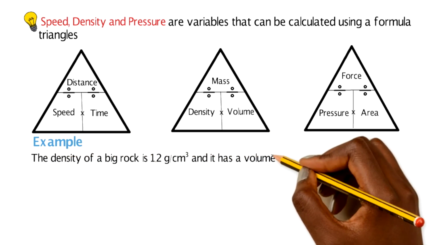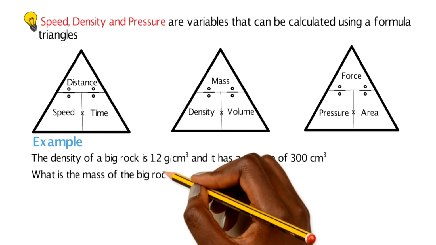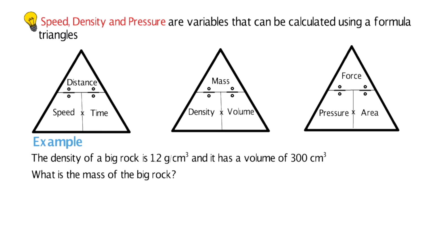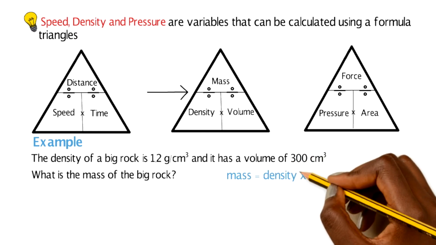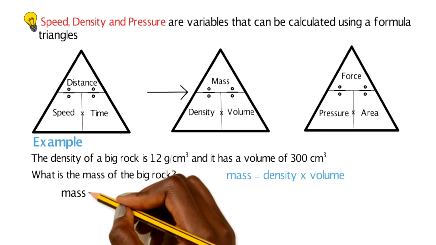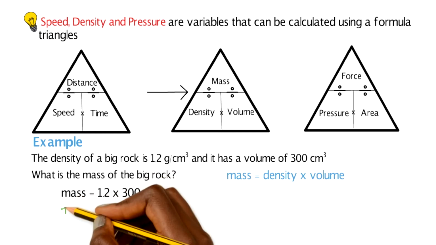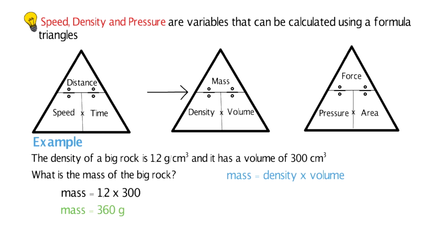So for example, if it says the density of a big rock is 1.2 grams per centimeter cubed and it has a volume of 300 centimeters cubed, what's the mass? We're going to use the middle triangle. So mass is equal to density times volume, what we know from the triangle, and therefore we are going to do the 1.2 times the 300, and that would leave us with an answer of 360 grams.